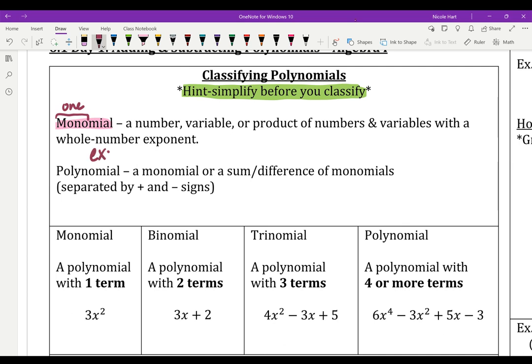So examples of that could be the number 3. There's just one piece, one term. You could have x squared. So something with an exponent would be great. There's not going to be any kind of addition or subtraction with a monomial, but you could have multiplication.